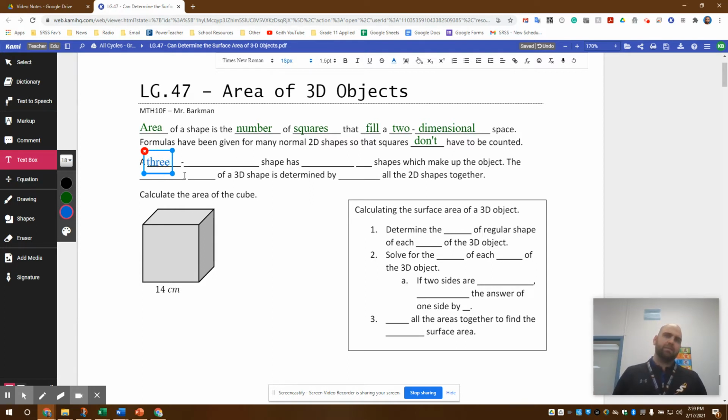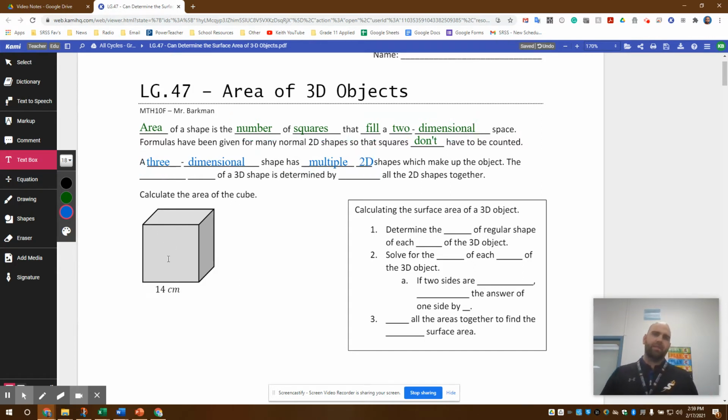A three-dimensional shape doesn't have what we call necessarily an area, it has multiple 2D shapes which make up the object. Okay, so you look at this one right here, we have a 3D shape here. This is in fact a cube. It has 6 squares which make up the cube.